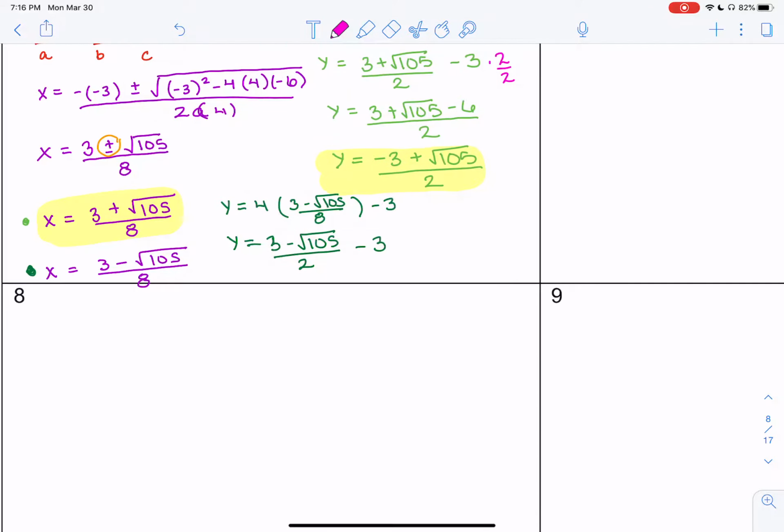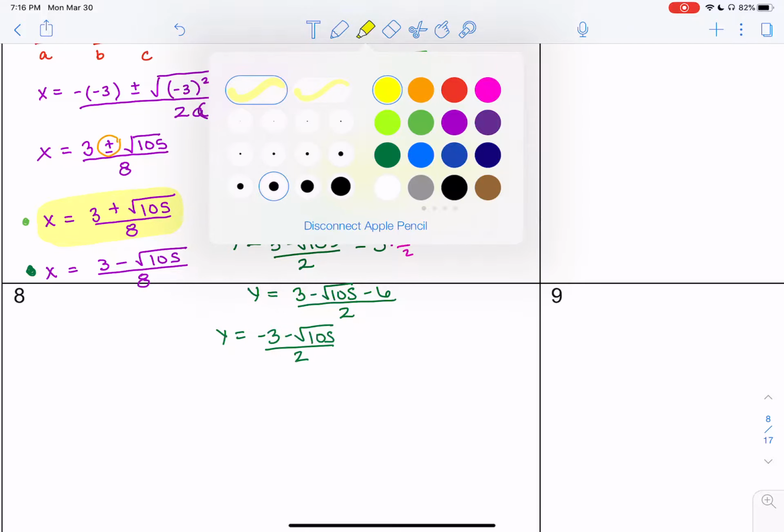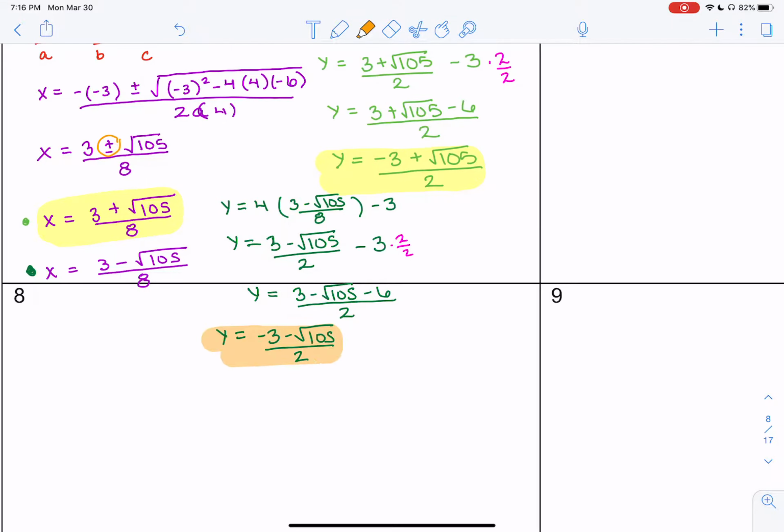Once again, we multiply that by a 2 over 2 to get a common denominator. And I'll get simplified down to y equals 3 minus root 105 minus 6 all over 2. Final step, I get y equals negative 3 minus root 105 over 2. Use a different color highlighter for this one to pair it up. And these are my orange pair matching each other. Okay.